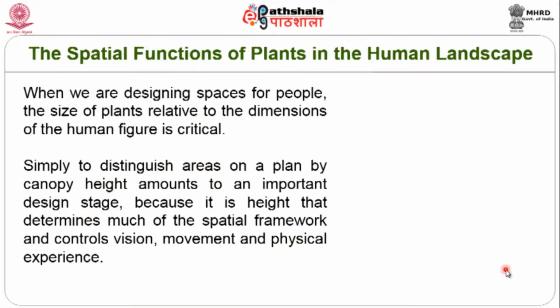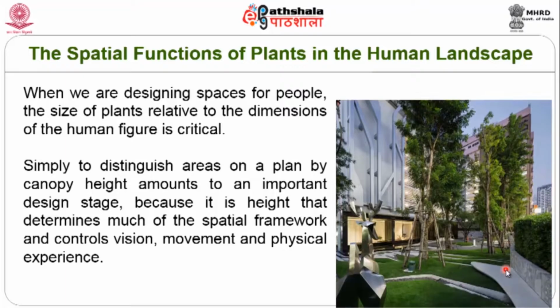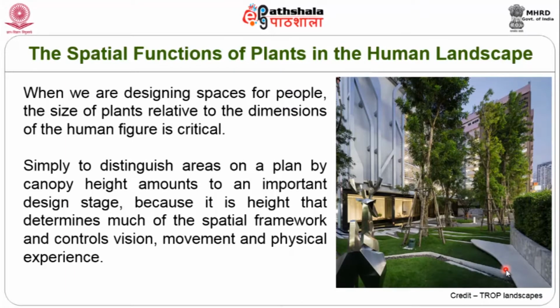Then we saw the spatial functions of plants in the human landscape, where we are designing plants for people. We also saw how ground covers, low height plants and medium height plants can be used very effectively to create movement spaces, to restrict movement, and to create edges or boundaries at the lower level, below the waist height level. They could be easily used as effective design elements to allow vision as well as at the same time to deter movement.